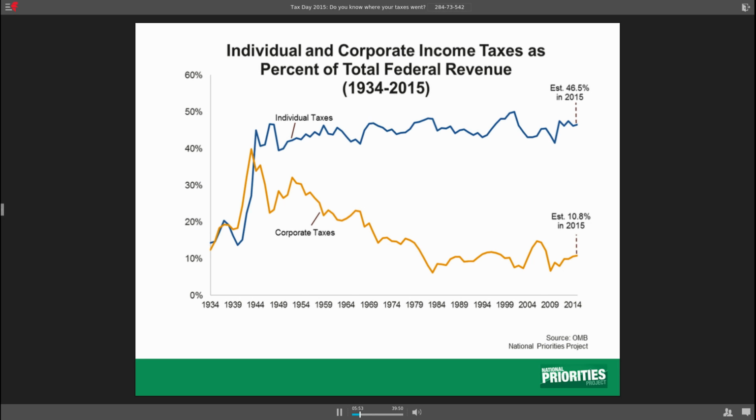But what has changed a whole lot is the percent of all federal revenue that comes from corporate income taxes, down to just below 11% now, whereas if you look back to the mid-1940s, it was up at almost 40%. So there's been quite a lot of change there, and later on in the presentation, we'll look at some of the corporate tax loopholes and breaks that have contributed to that decline.